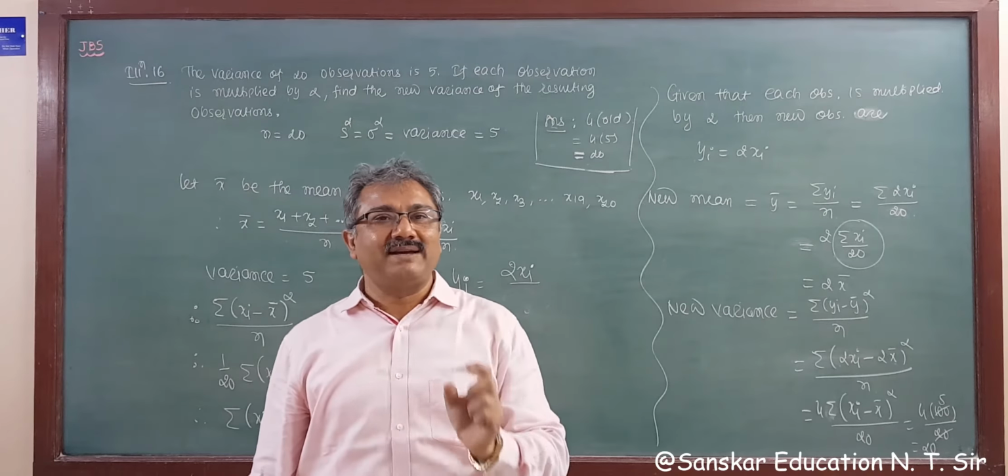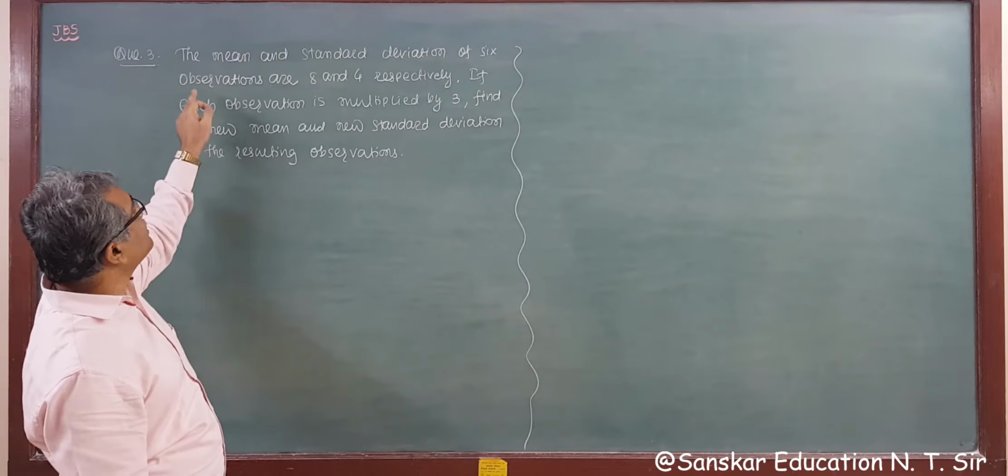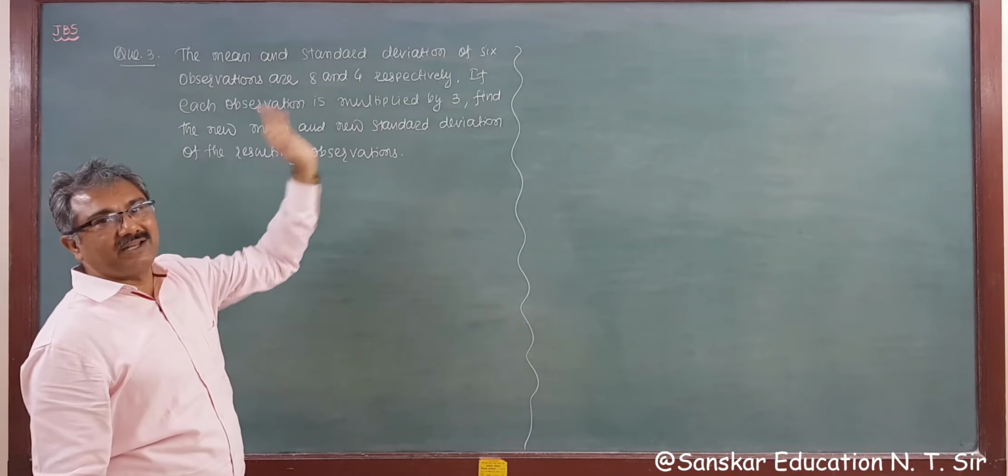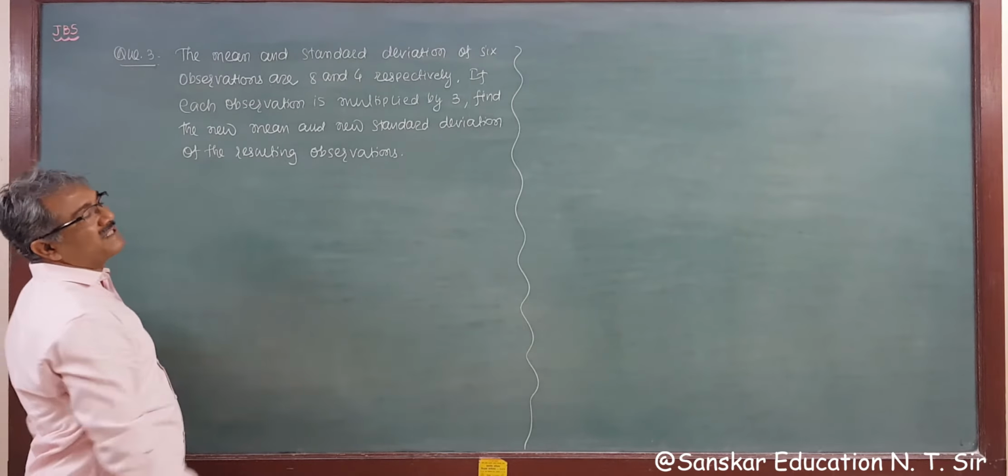Right? Question number 3. The mean and standard deviation of 6 observations are 8 and 4 respectively. So the observations are 6, so n is equal to 6. Mean x bar is 8. Standard deviation is 4, that is S. I am writing only S, is 4. So variance S square is equal to 16.